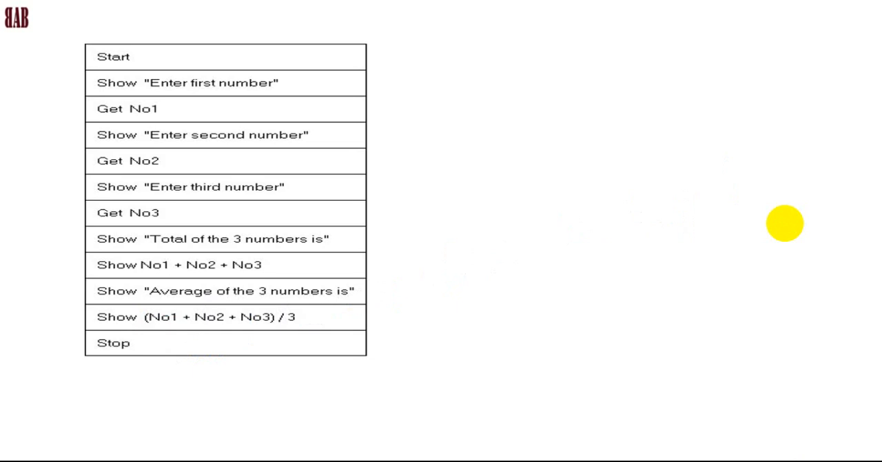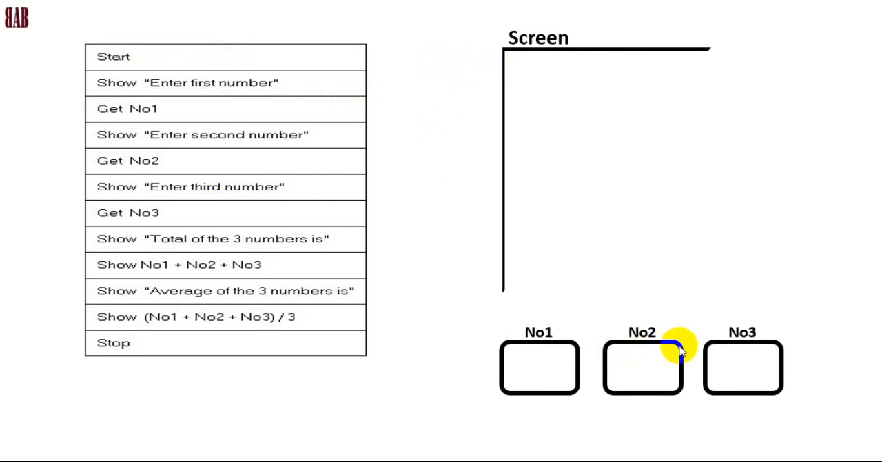This is the solution I have provided. So I have to accept three numbers, right? So I have created a variable called no1, to mean number one, or I can give the full word number one, some valid variable name. So I'm calling the first variable no1, the second variable no2, and the third variable no3. So only three variables we have. We need the screen and the three variables, number one, number two, number three. Right.